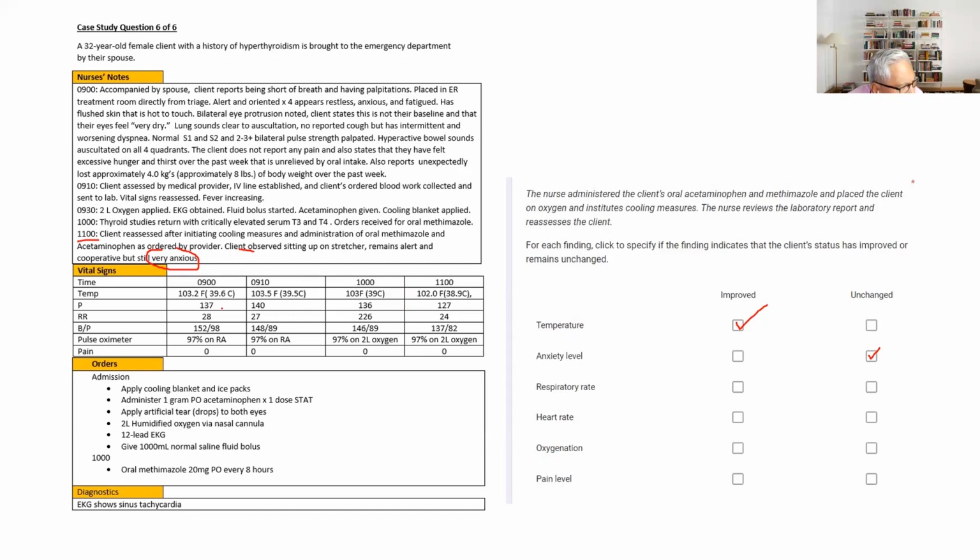How about the respiratory rate? 28, and now, oh, this is 26, and then 24. So I guess this is an improvement, isn't it? And the heart rate, where is the heart rate? Right there. 137, and now it's 127. That is improving as well. And how about the oxygenation? 97%, it's still the same. So it's unchanged. And the pain level remains 0, and that is unchanged.